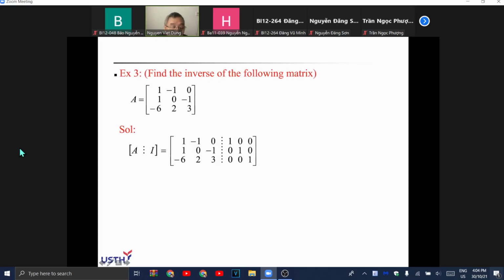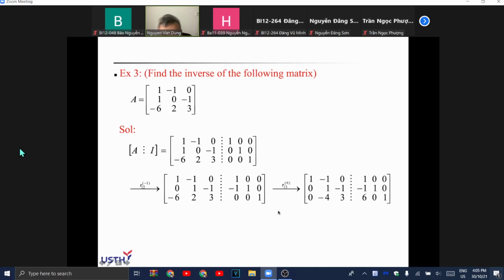Now we continue with another example that is just a little more complicated. A is a bigger one, a 3 by 3 matrix. We need to find A inverse. We apply the same things. We write the identity on the right hand side of A. We get that one. Now we apply elementary row operations step by step to transform A into the identity. So we get that. That is the first step. The second step is here. The third step is here. The fourth step is here.